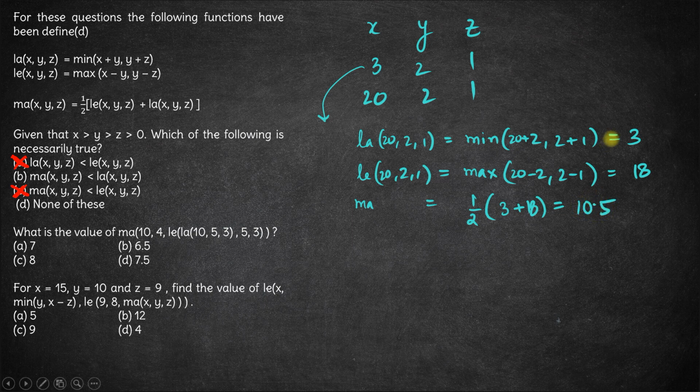Fine. Now since A and C were already rejected, for this set of values let's see if B is true or not. Here B is MA is less than LA. MA is 10.5, LA is 3. MA is actually greater than LA. So this is also rejected. For different sets of values, A, B and C can be rejected. Hence the correct answer to this question is none of these. None of them is necessarily true. They may be true for some sets of values of x and y but not all sets of values of x and y.